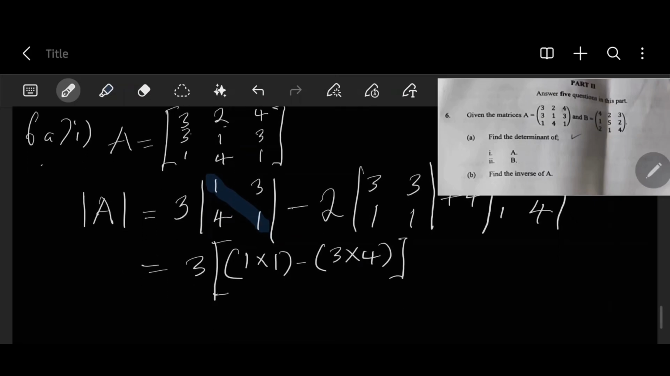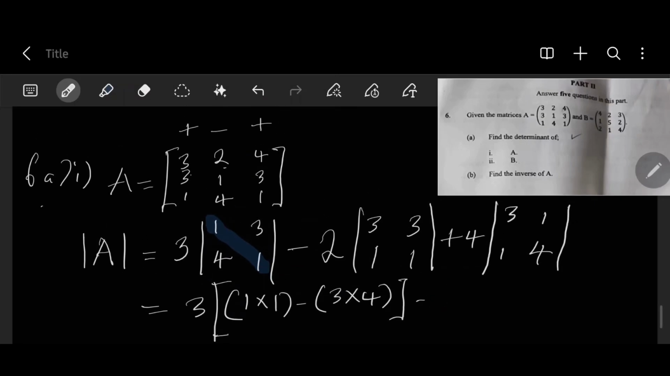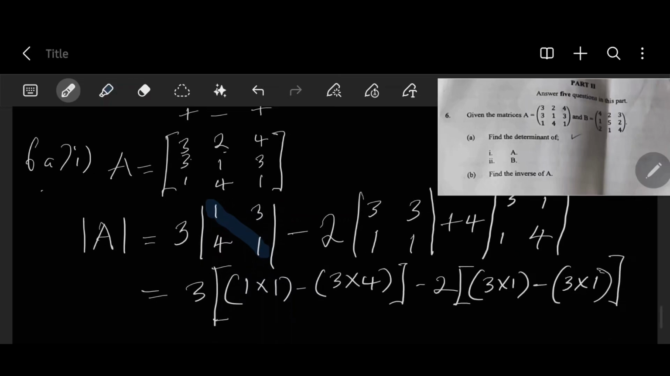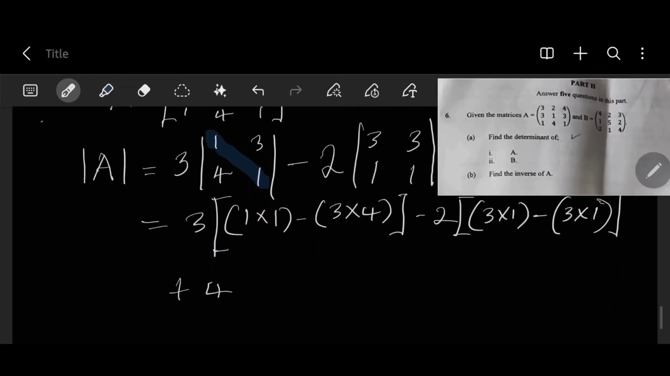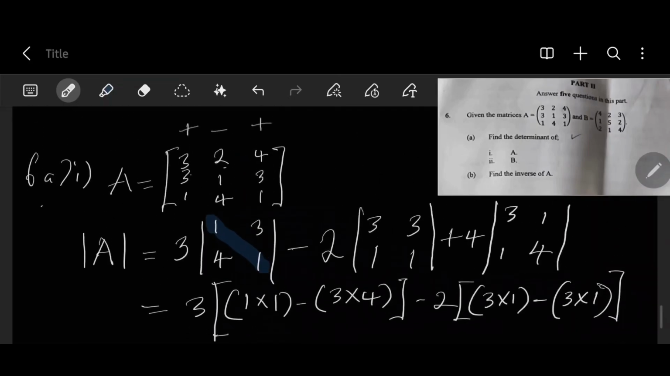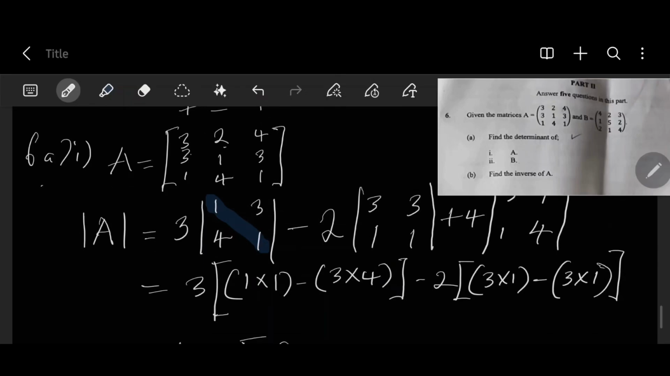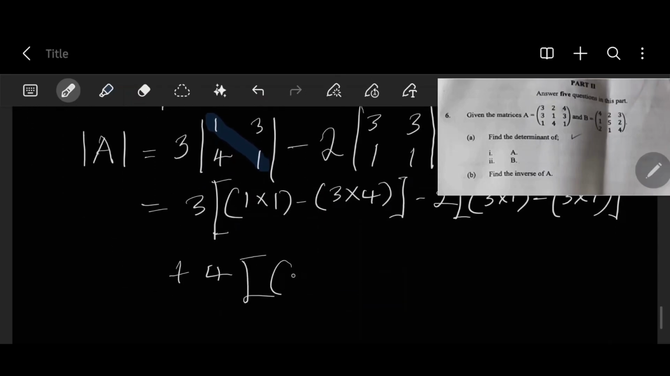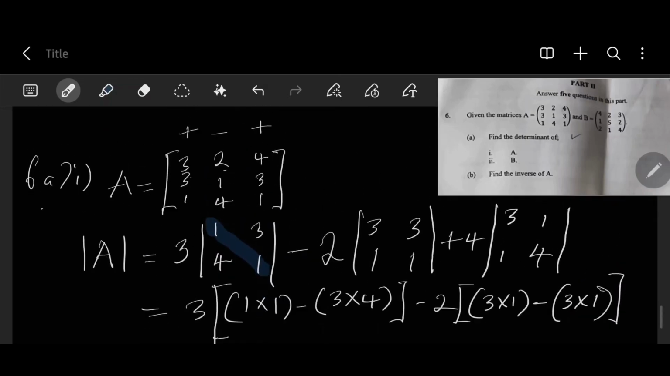Then for the next one I have minus 2, in bracket. This is the leading diagonal: 3 times 1 minus 3 times 1. This is also 3 times 1. Then I get to this other part. So I have plus 4 in bracket, 3 times 4 minus 1 times 1.